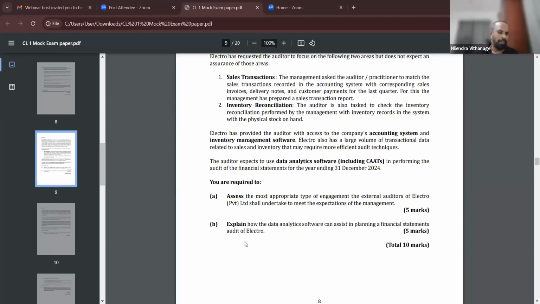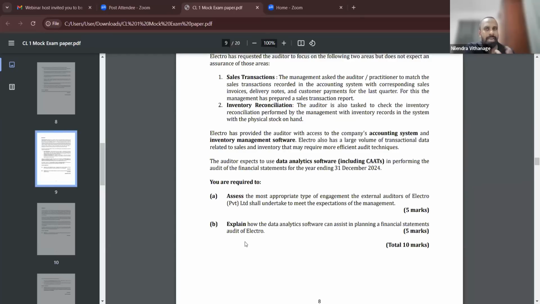5 marks. Look at part B, everybody. Part B: Explain how the data analytics software can assist in planning and audit of financial statements. How do you use data analytics software in the audit plan, students?